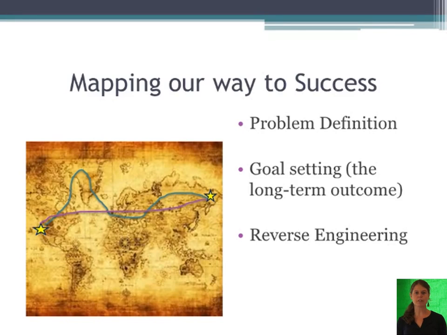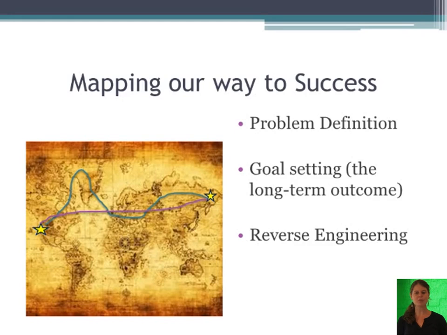All logic models have their roots in three things. The first is problem definition. You need to know exactly what your problem is before you can solve it. In this case, we're in Siberia, and it's really cold, and we don't want to be there anymore. The second element is goal setting, or what we're going to call in this training the long-term outcome. You need to know exactly where you want to be in order to get there. In this case, California, because it seems way warmer than Siberia.